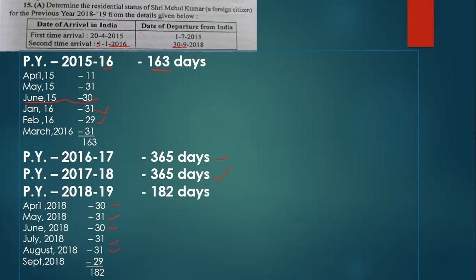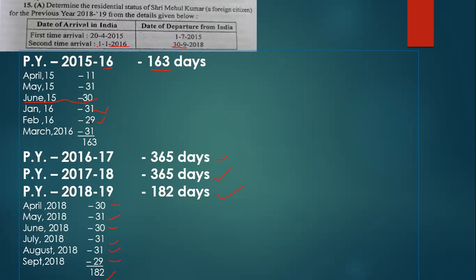Here we have included the first day of January, so we have to exclude the last day of September. So that is 29 days. We will total this number of days, and that is 182 days. So here we have mentioned that this year Mr. Mehul has been present for 182 days. Clear? So this is very important, how to calculate the number of days according to the previous year.